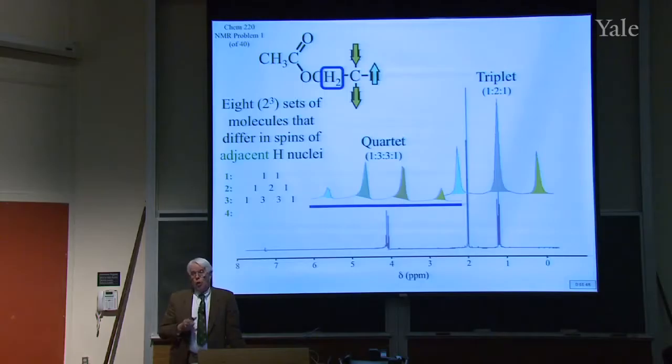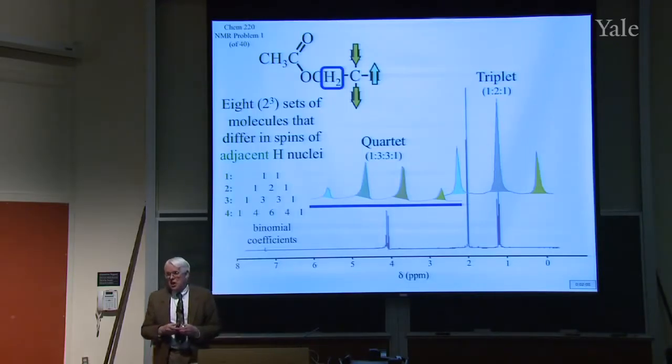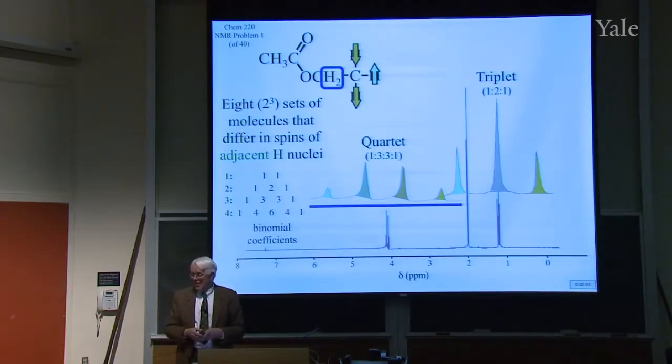Now, what if it's 4? Anybody know what that one's going to be? Yeah. 1, 4, 6, 4, 1. How did you get that? Right, it's Pascal's triangle, the binomial coefficients. So it looks like we can do this for anything, right? We're in good shape.